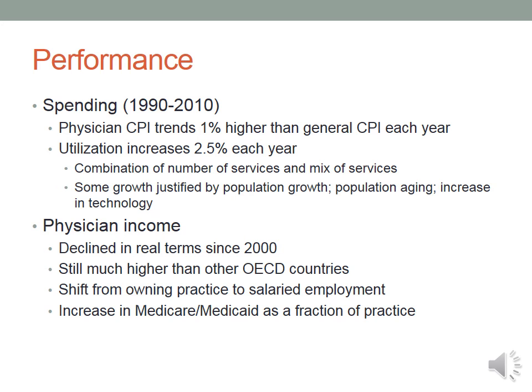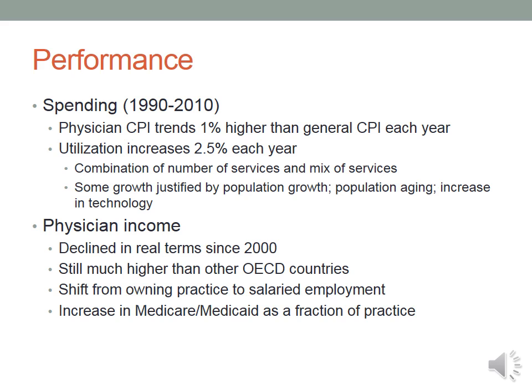And then in performance, we just looked at spending. We talked about physician CPI trends being higher than general CPI, about 1% per year higher. Utilization is also going up about 2.5% each year over this 2-decade interval that I'm talking about, 1990 to 2010. The utilization increases are a combination of the actual count of services going up, and also the mix of services skewing to more complex services.